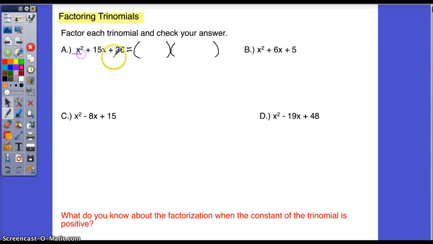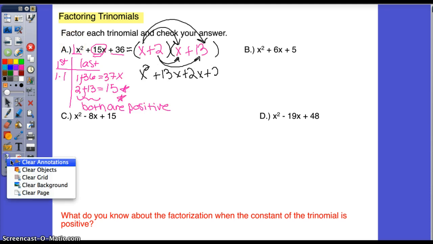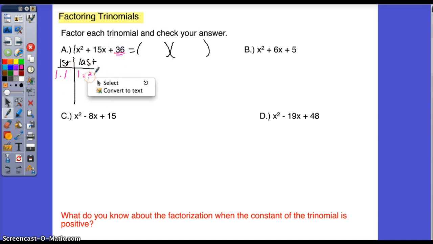So this is my first term, this is my last term. So first and last, I'm going to make a little T-chart. So the factors of the first term, and you know that this equals 2 parentheses. So if that's a 1, we can have 1 times 1. Your last term is 36, so we could have 1 times 36. That's a factor. 1 and 36.